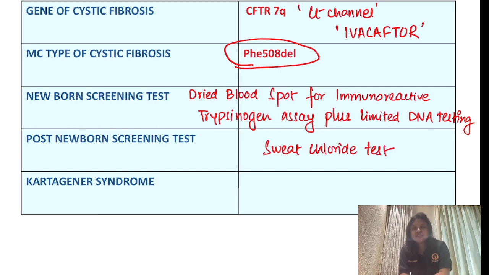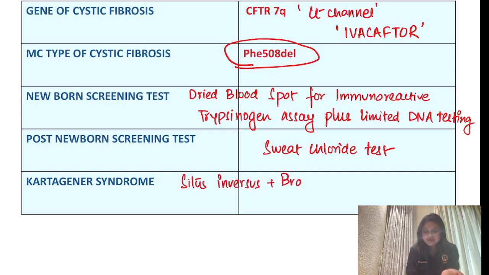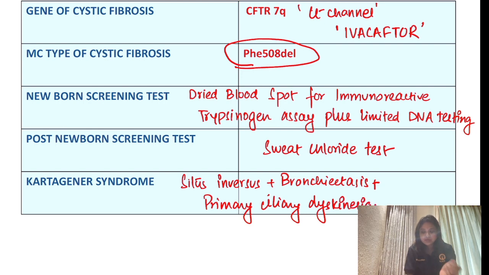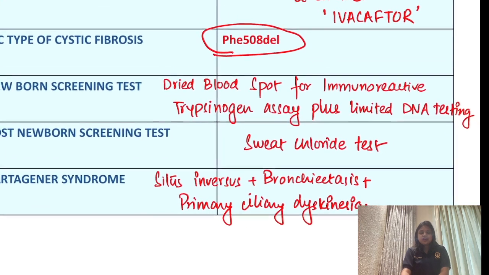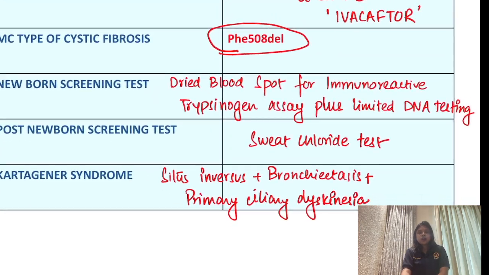And we need to know one syndromic condition that is known as Kartagener syndrome. So Kartagener syndrome is associated with situs inversus plus bronchiectasis plus primary ciliary dyskinesia. So situs inversus, bronchiectasis plus primary ciliary dyskinesia, this triad you are going to get in Kartagener syndrome.